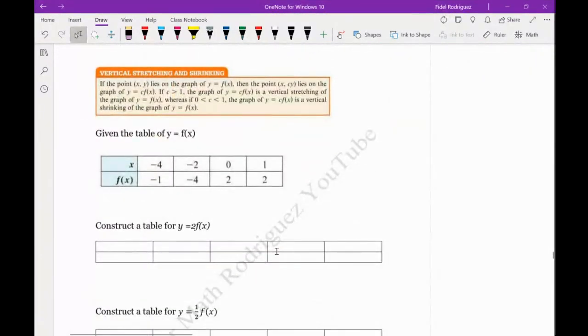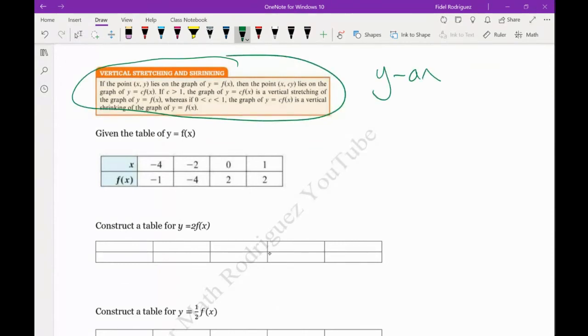Okay. Now, the next part here, y'all, we're going to have these things that we call vertical stretching and shrinking. So vertical is going to be on the y-axis, okay? Vertical is like up and down sort of action, okay? And so it says right here, if the point x, y is on the graph of y equals f of x, then the point x, c times y is going to land on this graph, okay? So let me explain what we mean.